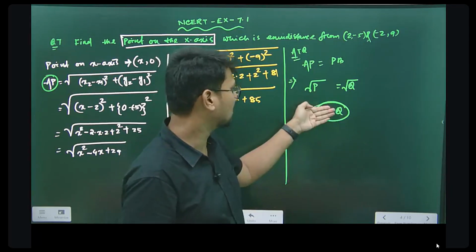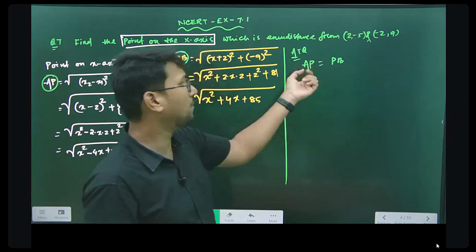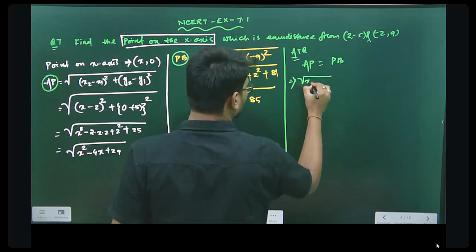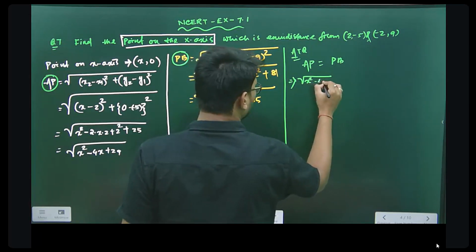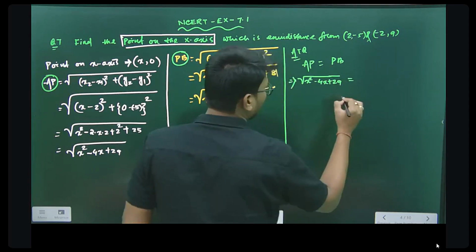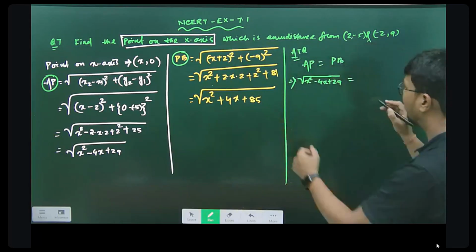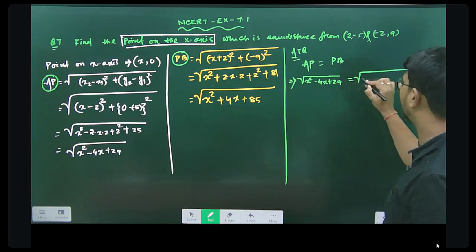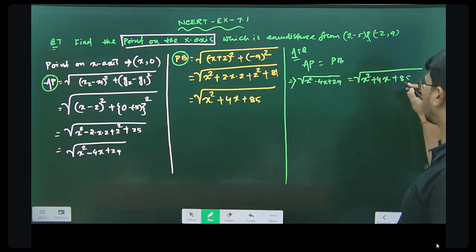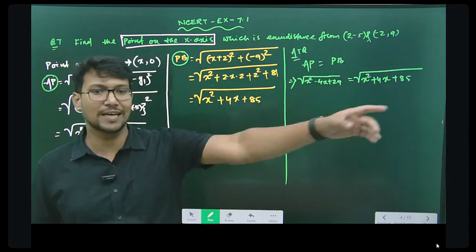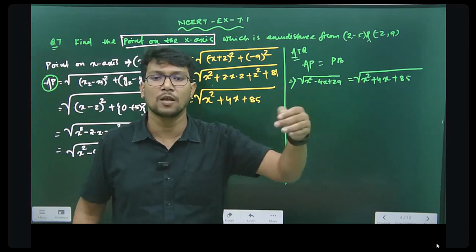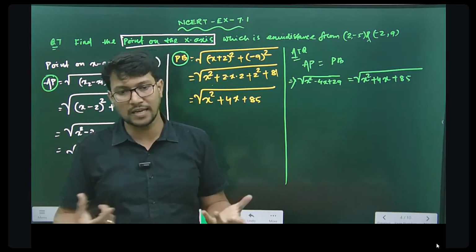Got it? So therefore, bacho, AP value we will put. What is that? Square root of x square minus 4x plus 29. Square root is there. And PB value क्या है? बोलो. No, square root of, you should read from square root. Square root of x square plus 4x plus 85. Now, to check in both sides, which one is there? Square root is there. So we can remove it. How? By squaring both sides.